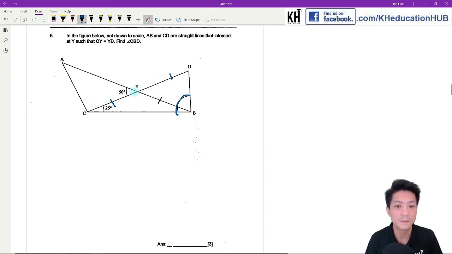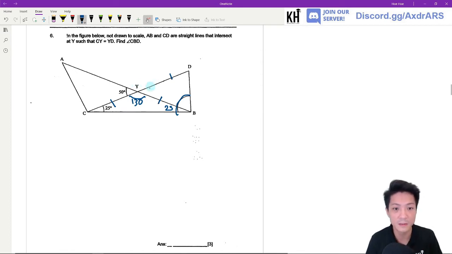The first thing that I can find will be this angle here. This angle here is 130. If this is 130, I can find this angle here, which will also give me 25. If this is 25, this is actually an isosceles triangle. If that is an isosceles triangle, it means that BDY is also an isosceles triangle.